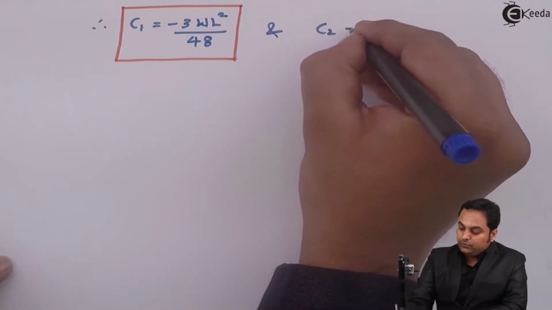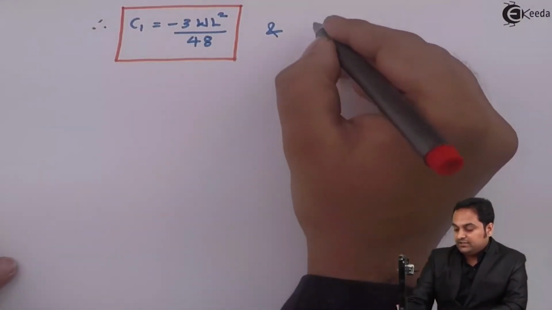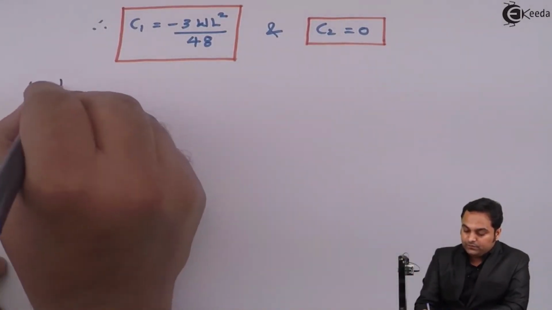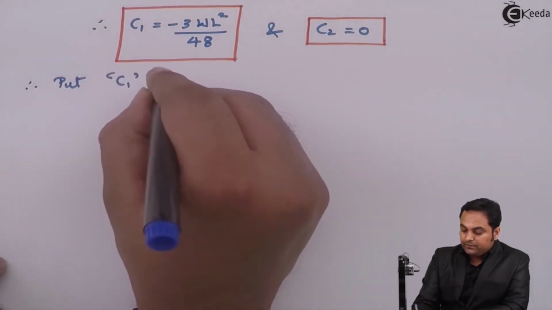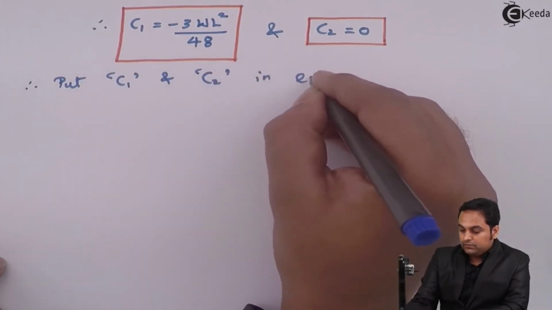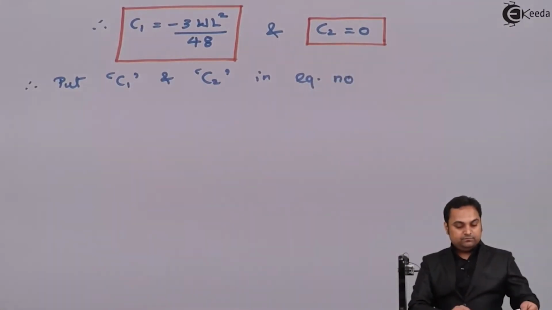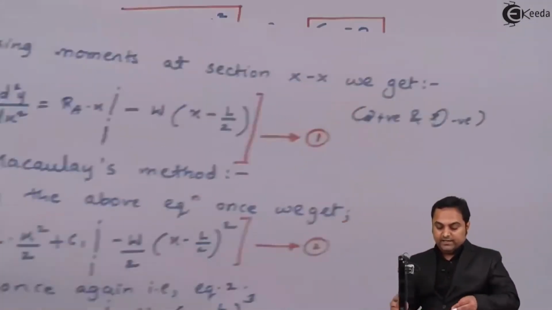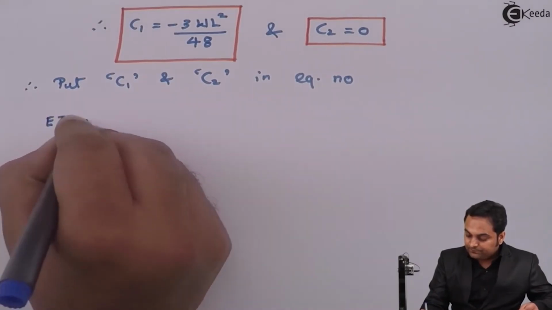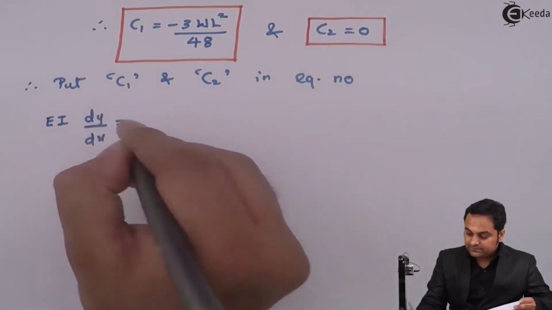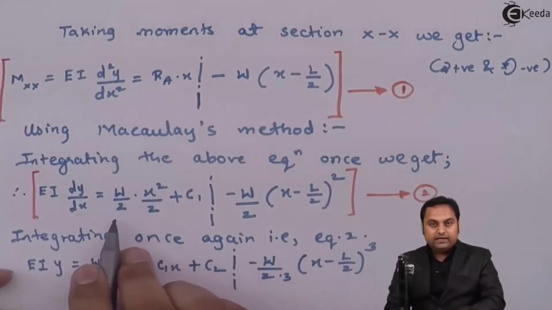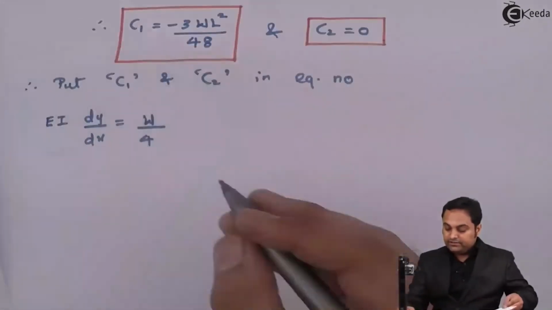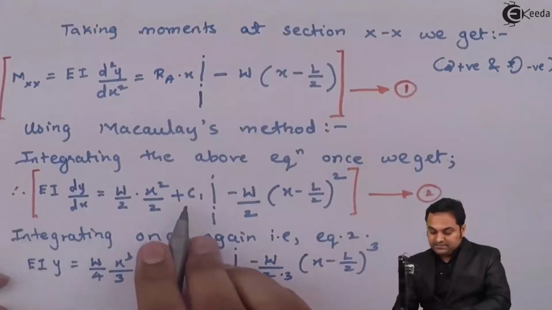And the C2 value we have already found out, that is 0. Next, I'll say that therefore put C1 and C2 in equation second. So here we have EI dy by dx as it is, it's equal to, now W by 4, I'll write it here, W by 4 because it is 2 into 2 and here it is x square. Then it was plus C1.